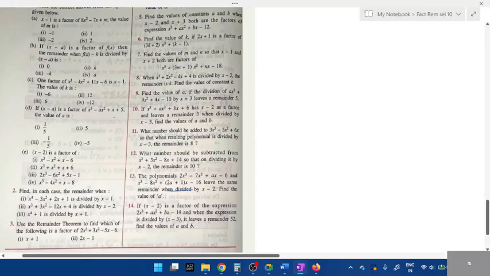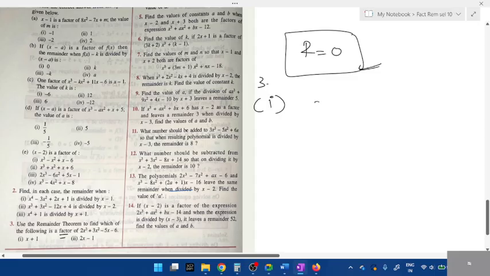Okay, now look here. Use the following remainder theorem to find which of the following is a factor. If they ask us to find the factor, once you find it is a factor, the remainder should be 0. Remember this. If they ask us to find the factor, the remainder should definitely be 0. Let us take the first question, third main first one.